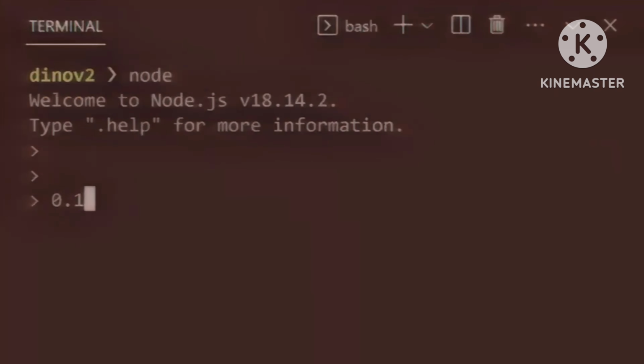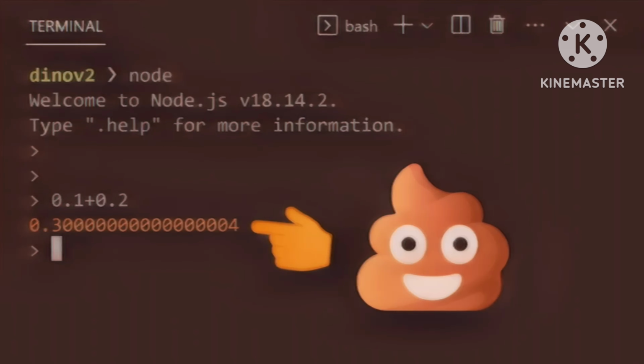Go ahead and execute 0.1 plus 0.2 in your favorite programming language. The result should be 0.30000000000000004. How could a computer make such a silly mistake?